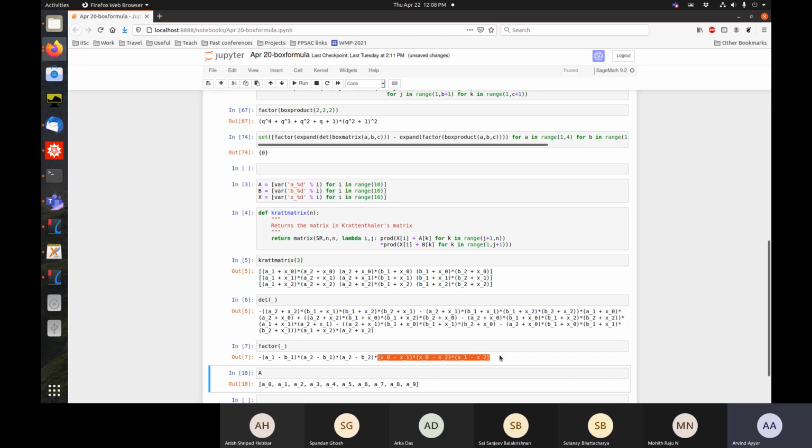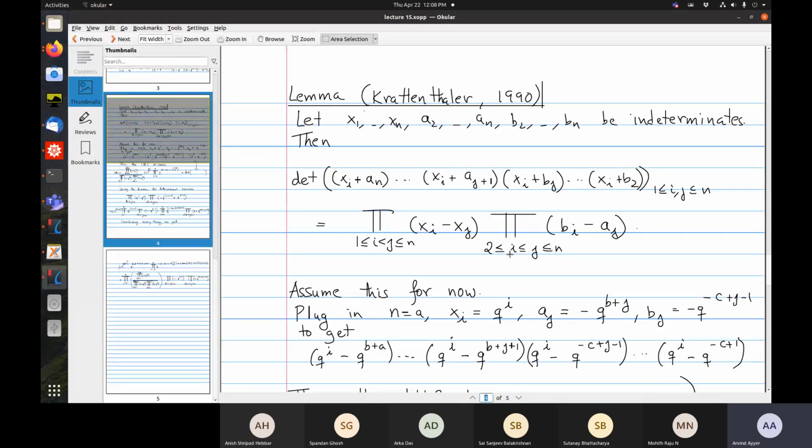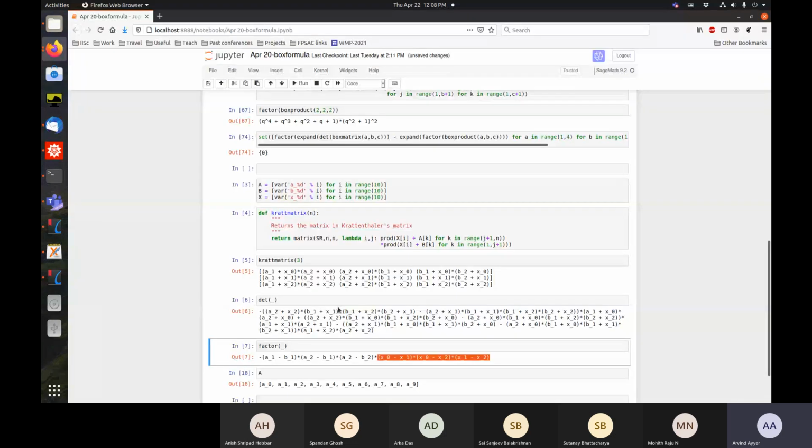Here's the Vandermonde term. So for n equals 3, we will have i and j running from 2 to 3, j greater than or equal to i. So we'll have 3 terms. And because of the way Sage writes it, it's A first and B last. You get this extra minus. Otherwise, there's no minus.